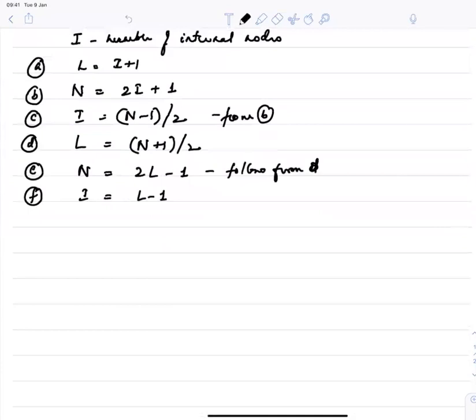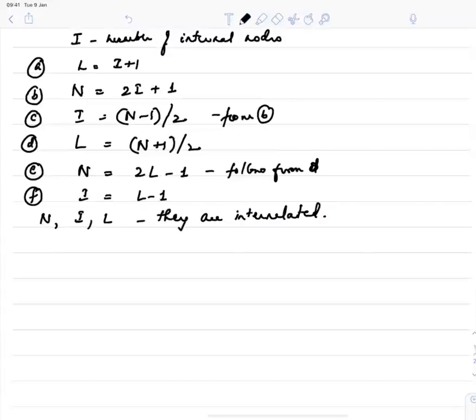So what this actually tells us is that if we know N and we know that it's a full binary tree, we can find N, I, or L, any one of them, they are interrelated. Okay, this is what it's telling us. And so let's try and prove one of these properties. Let's take A.